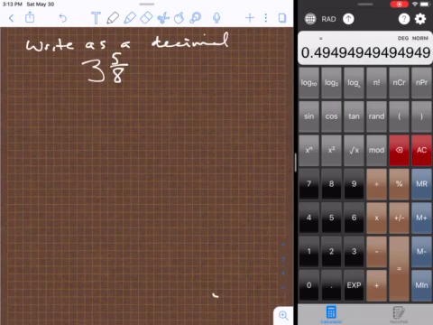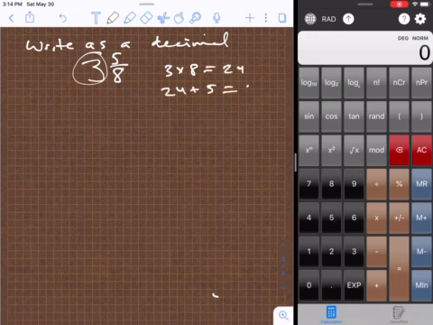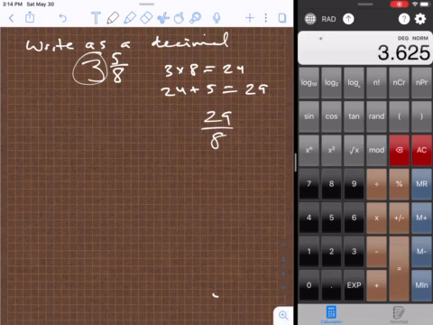And then this last problem here, I want to show you how easy this is to do. I know a lot of students and a lot of books tell you that when you do a problem like this, first you have to turn it into an improper fraction and go 3 times 8, right? And that gives you 24. And then you add the 5, and that gives you 29. And you put 29 over 8. And then you divide 29 by 8, and you get 3.625, right?